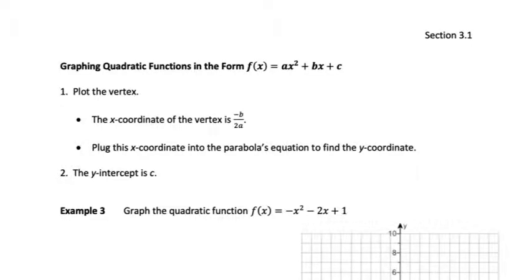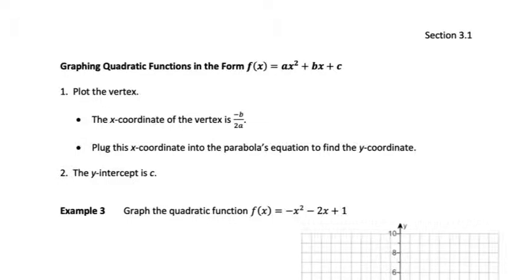In this video for section 3.1, we're going to talk about how to graph quadratic functions in the form f of x equals ax squared plus bx plus c. This is a little bit different than standard form because the vertex is going to take a little bit more work to find. But the advantage is that the y-intercept is very easy to find.